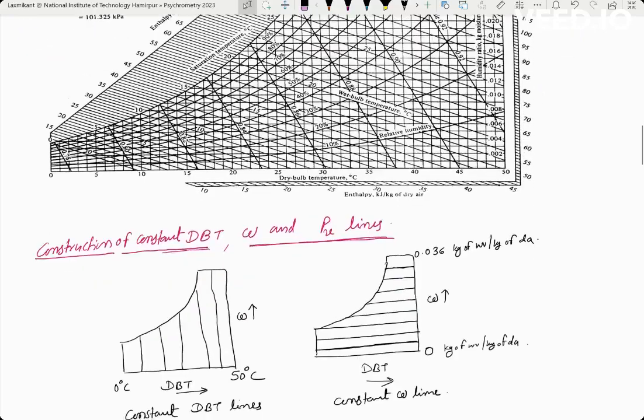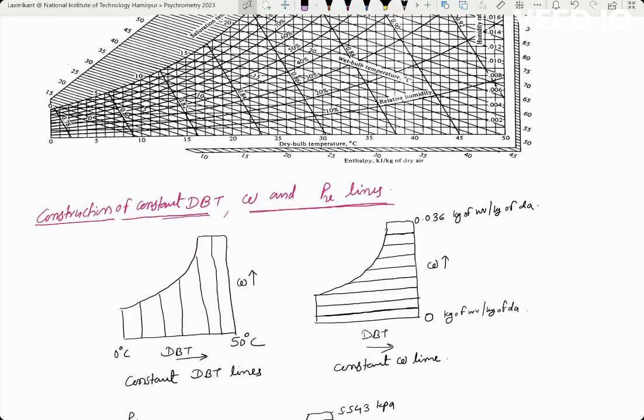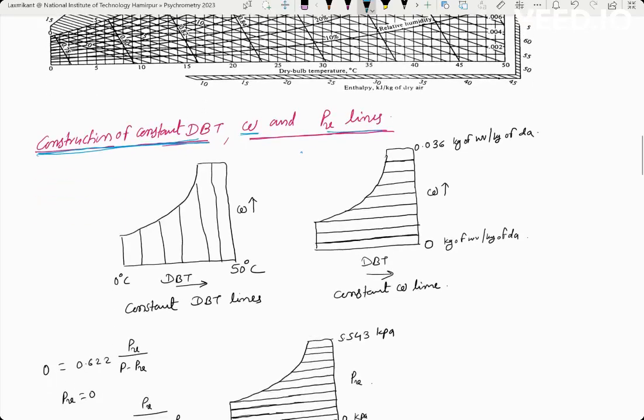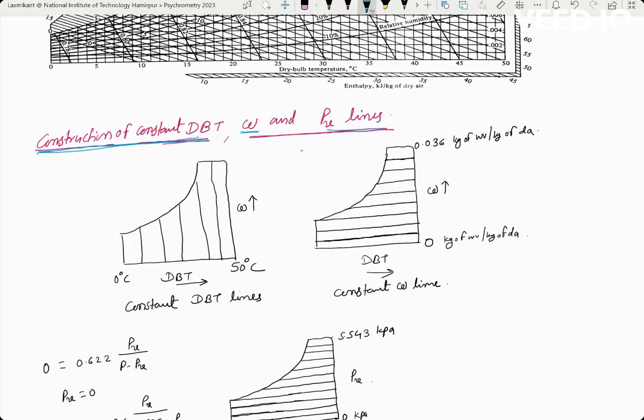First is the construction of the constant DBT line. First we will see the construction of the constant DBT line, humidity ratio line, and PV line. DBT we generally indicate on the x-axis. So all the vertical lines are the constant DBT lines, and we work between 0 degrees Celsius and 50 degrees Celsius.